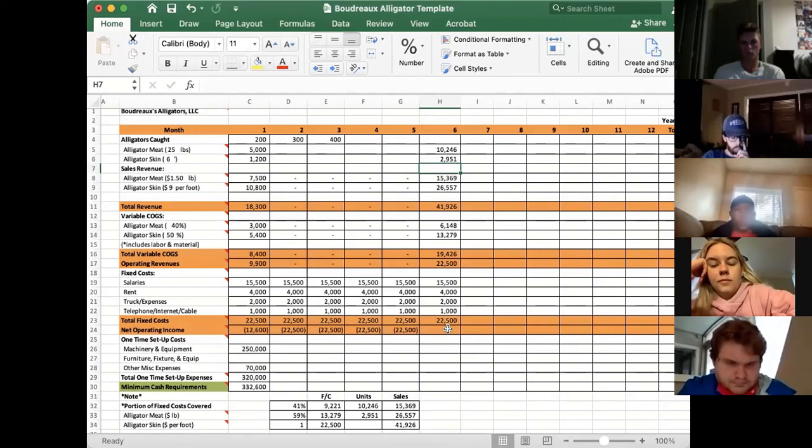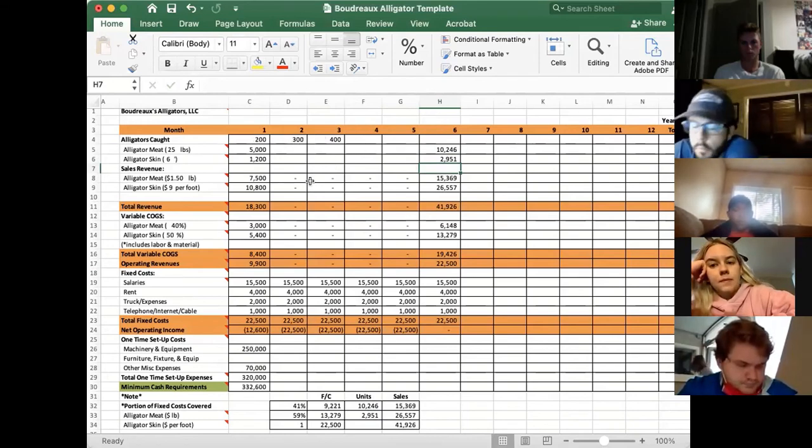Brady, you got that? So that's what you're going to have to do. Now, in this case, he gave us the numbers for 300, 400. After the units for the first one, alligators caught, you're not really concerned with alligators caught anymore. What you're really concerned with is the units.